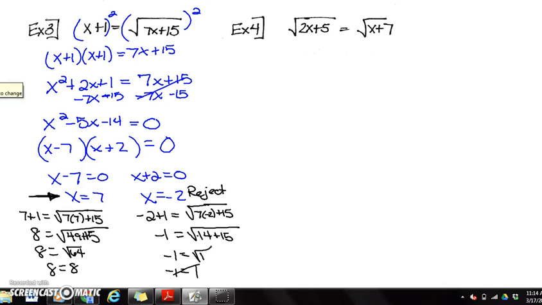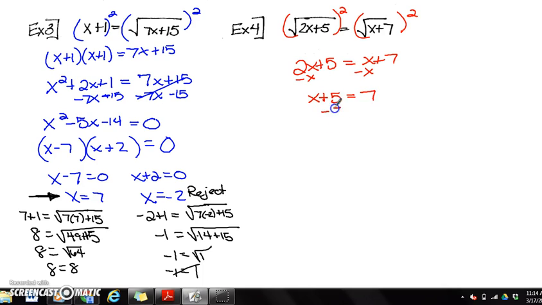I'll do it in red for you. If you have the square root of something equal to the square root of something, if you simply square them, this becomes infinitely easier. 2x plus 5 equals x plus 7. Subtract the x from each side, you get x plus 5 equals 7. Subtract the 5, you get x equals 2. Easy peasy lemon squeezy. We're going to check it.